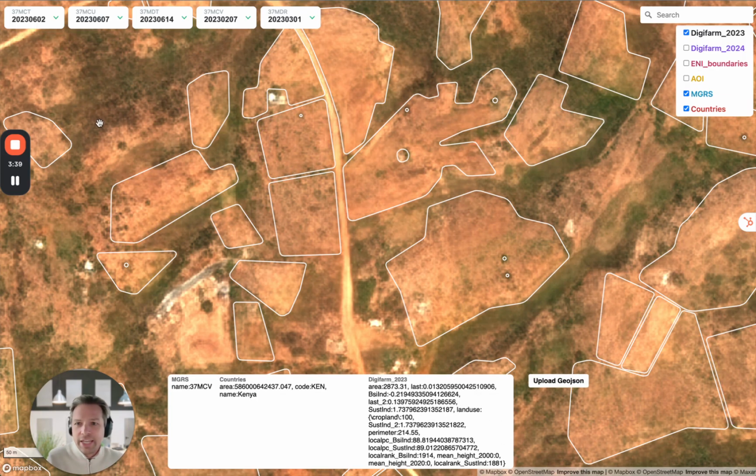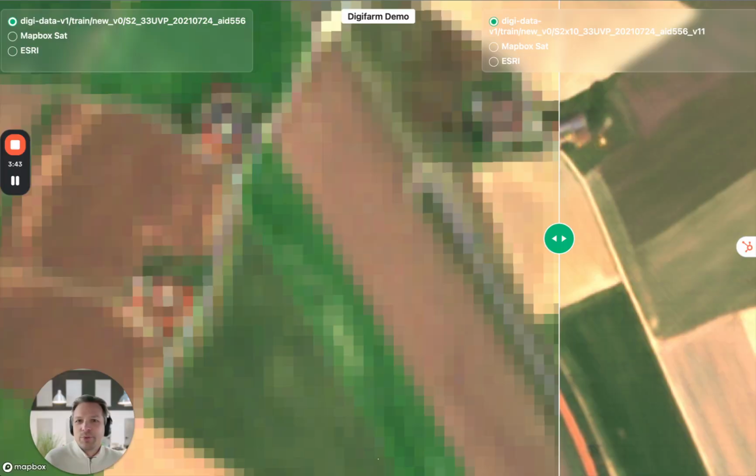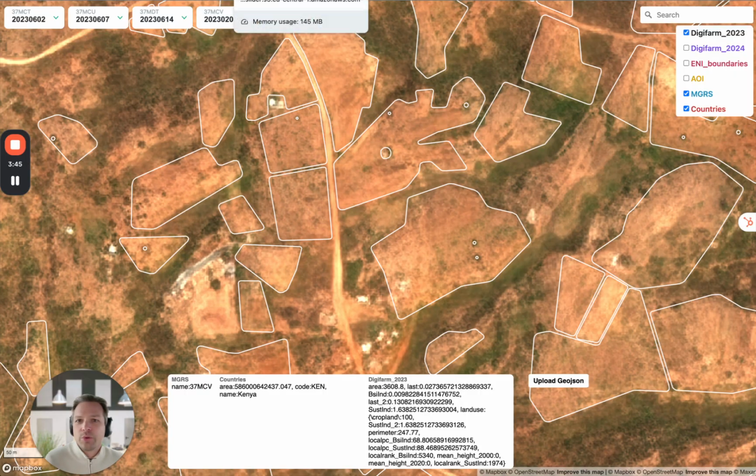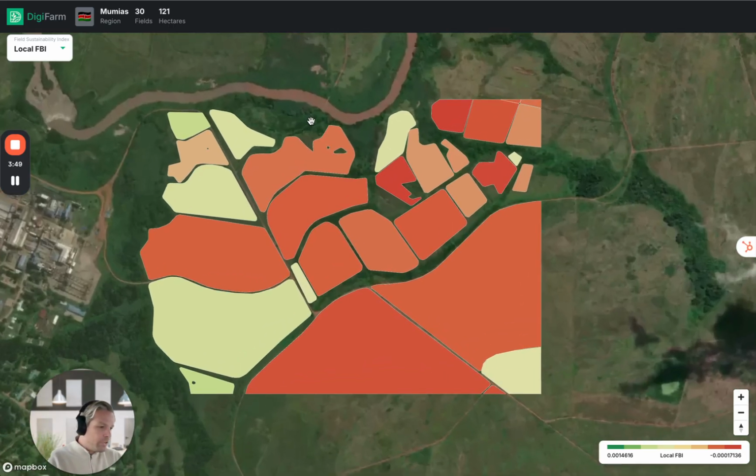So once we have the boundaries for the AOI, the next step was to look at this historical data. What we use is 40 years of Landsat data, which is a satellite from NASA, which measures the productivity of vegetation over time.